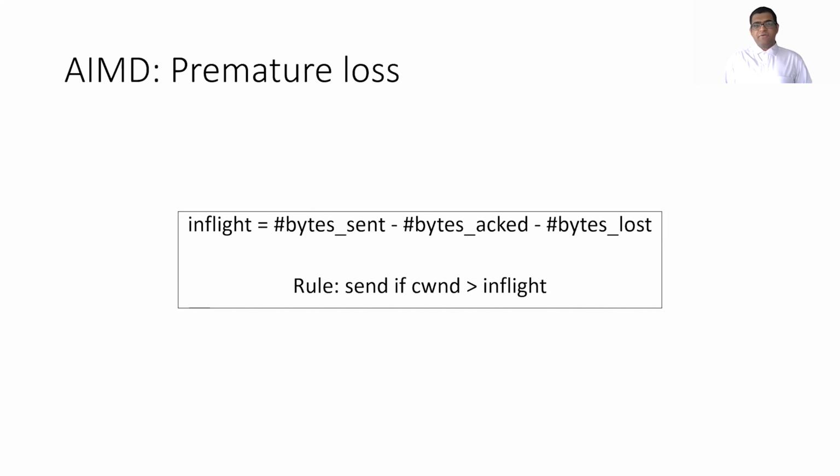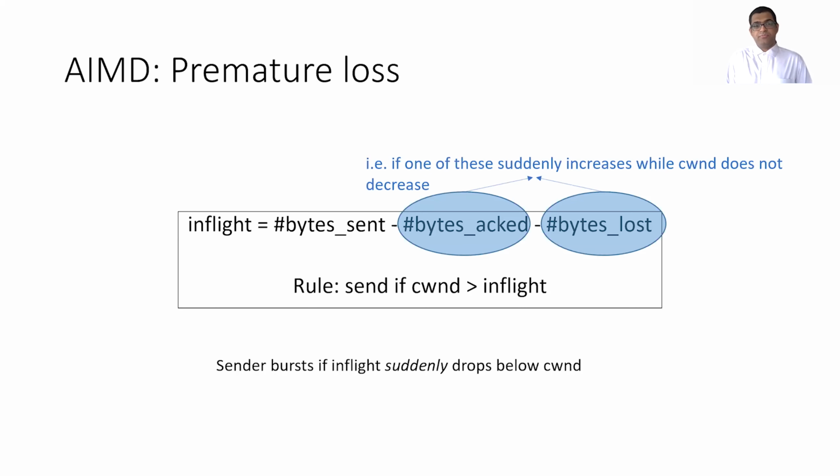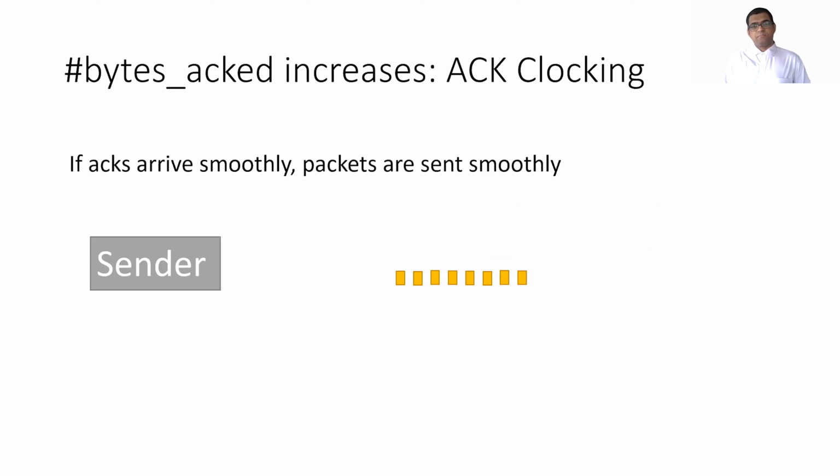Before we discuss what CCAC found, here's a quick refresher. The sender maintains an estimate of the total number of bytes in flight. This is equal to the total number of bytes sent minus the total number of bytes acknowledged minus the total number of bytes that the sender believes are lost. And the rule is, if the congestion window is greater than the in-flight, the sender sends packets. This means that it bursts packets if the in-flight suddenly drops below the congestion window. This can happen if one of these two variables suddenly increases while the congestion window does not decrease.